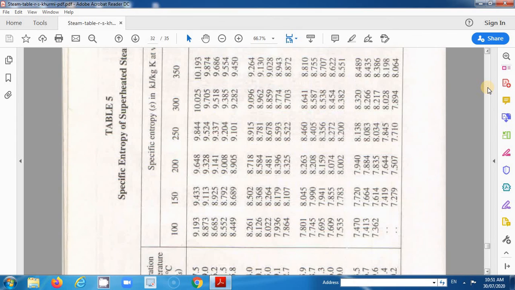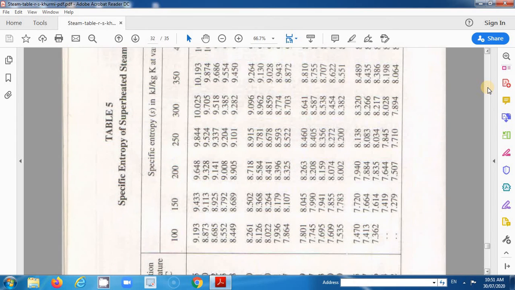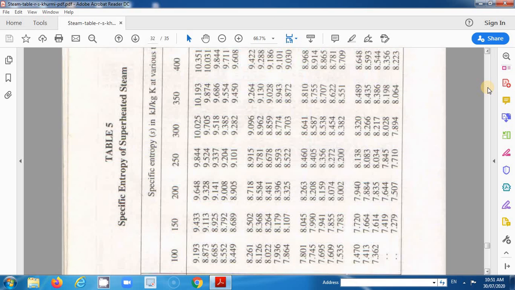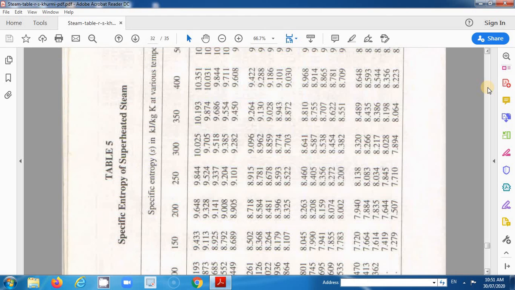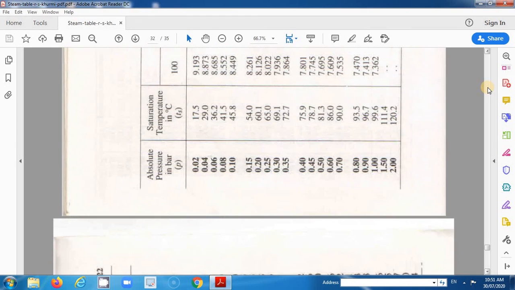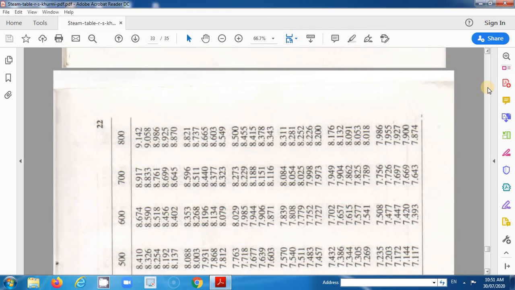Now the fifth steam table is the specific entropy of superheated steam. From this we take specific entropies; it starts from the same pressure up to the critical pressure, with their saturation temperatures and the corresponding specific entropy values for different temperatures, as shown here. So this is something about this steam table.